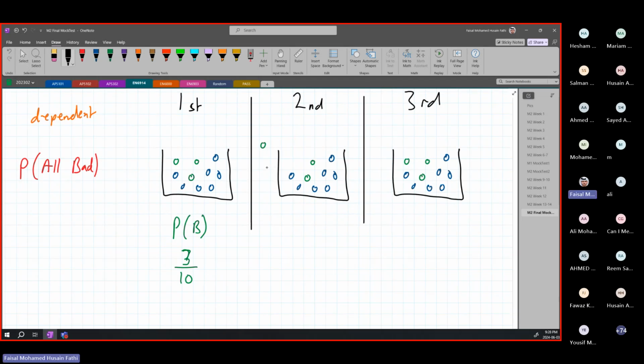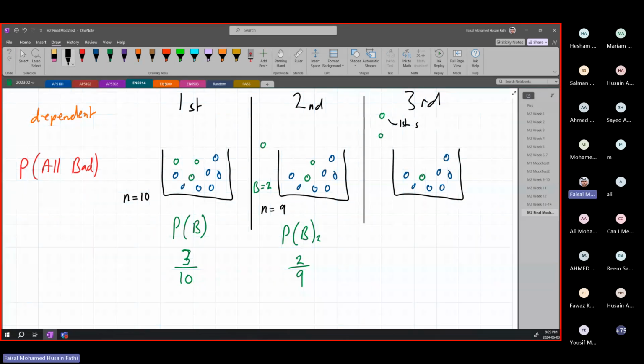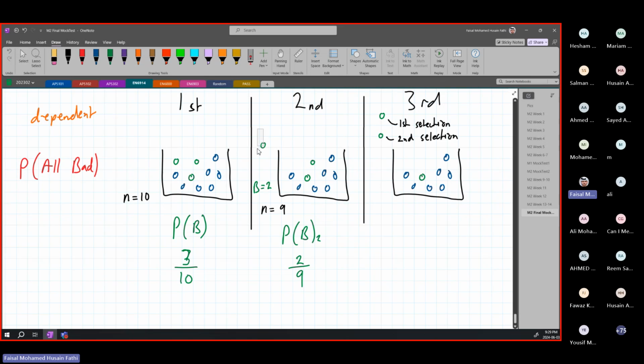Because we are not replacing it, here we had n is equal to 10. Now here our n is equal to 9, and the number of bad resistors inside have become 2. So now P of bad 2 is going to be 2 over 9, which is the number of bad resistors over the number of total resistors or components. All right. Same thing again. So now we have already taken one out from the previous one. So it's going to look like this. Now again, we have taken an extra one out for the third one. So the third choice will be out of this. These are our first 2 choices. Okay. So I'm just going to write that down. This is our first choice or first selection. This is our second selection. Okay. In this case, this was our first selection.